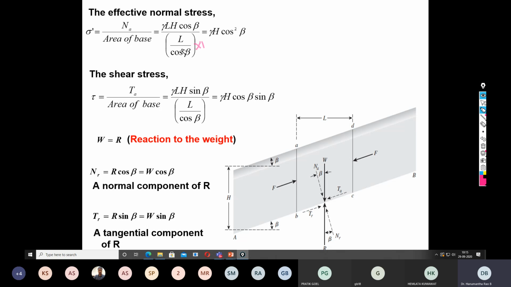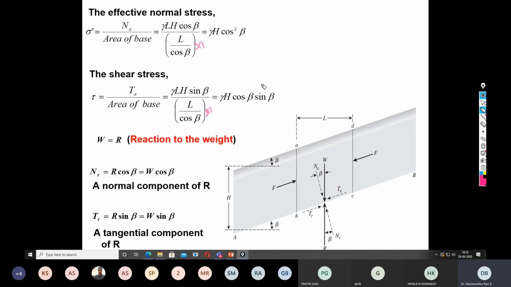So this is only the width, and the base length is L by cos beta. Similarly here also you must multiply with 1, so this becomes area: length multiplied by the width, 1. So your normal stress is gamma H cos square beta, as L gets cancelled out. And the shear stress component is TA by area of the base, that is gamma L H sin beta by L by cos beta, so gamma H sin beta cos beta.